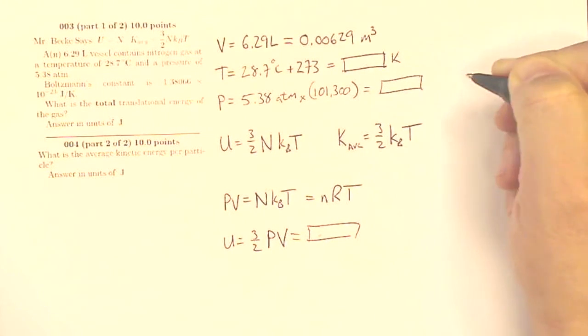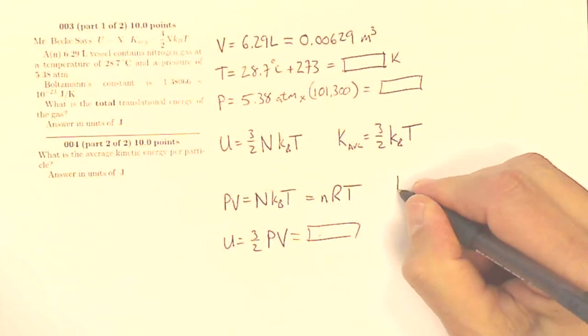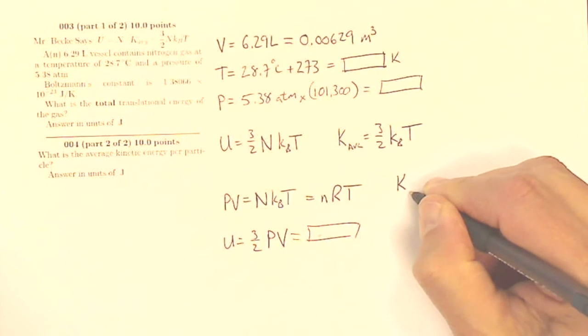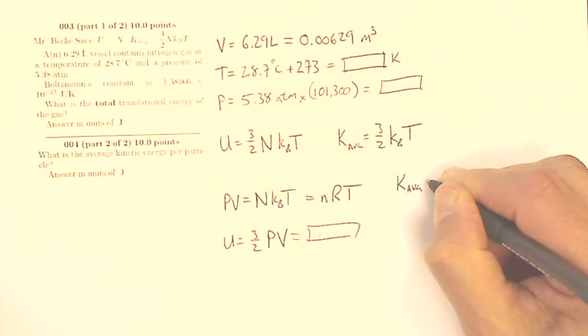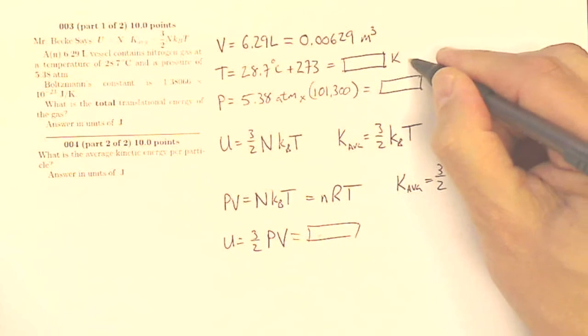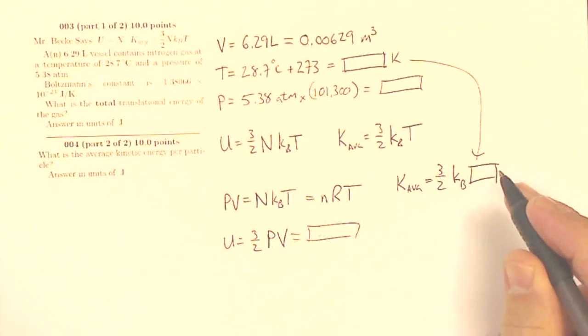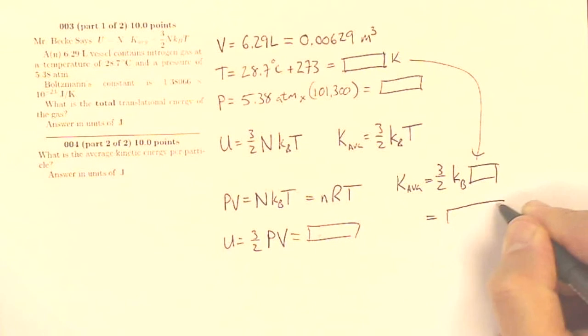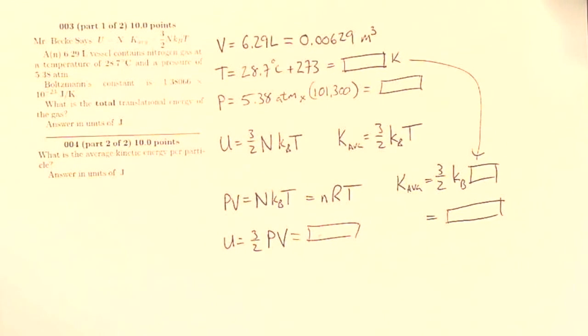There's my Kelvin temperature. So my average kinetic energy for one molecule is simply going to be 3/2 times my Boltzmann's constant times that temperature that I figured out up here. So 3/2 k_B times T, and that will give me my average kinetic energy per particle, per molecule, and that will give me joules.